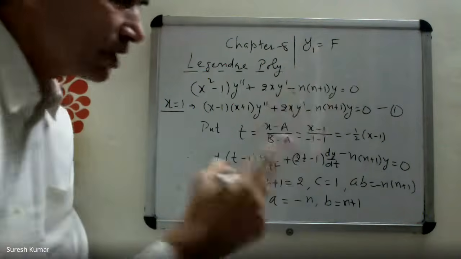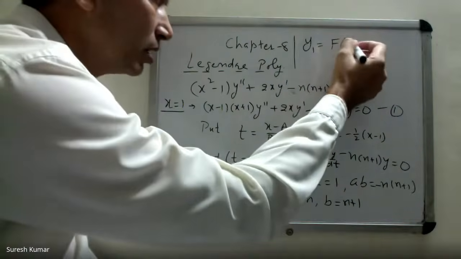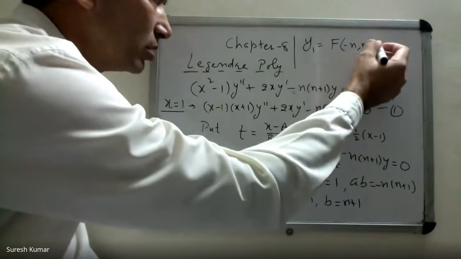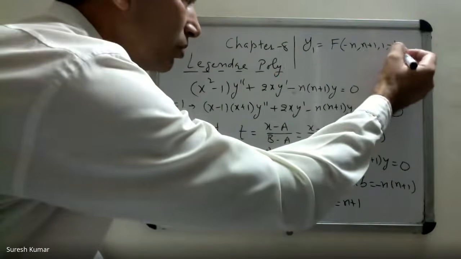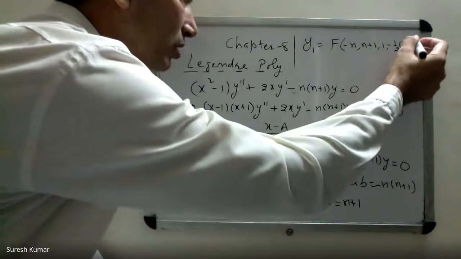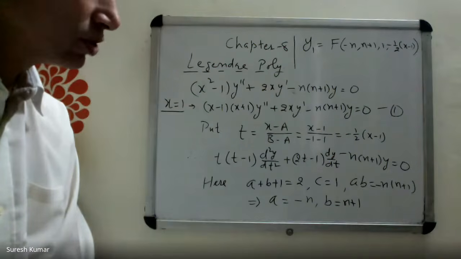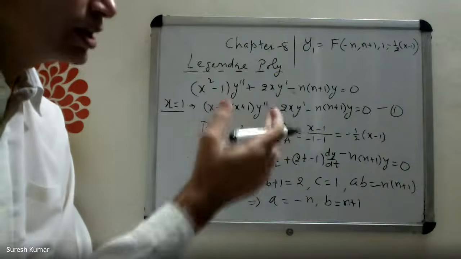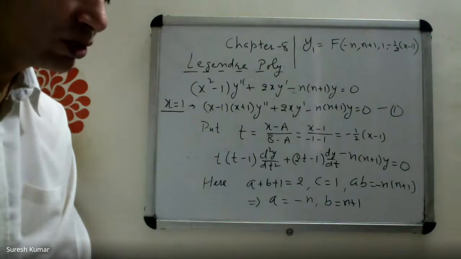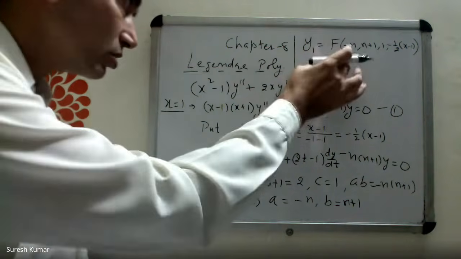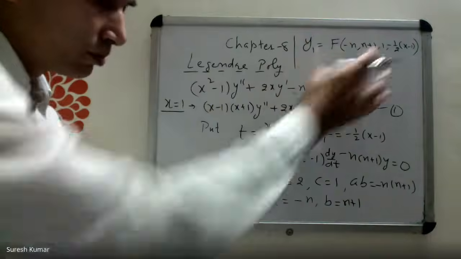Recall that F(a, b, c, t) is a solution. So what is a here? a is minus n, b is n plus 1, c is 1, and t is minus half (x minus 1). So you are able to write one solution of this hypergeometric differential equation. You can write other also, but we are interested in this because you will see that second solution is not bounded about the point of interest. So let's focus on this solution. From this, we will derive the Legendre polynomials. Can you write its full form in the series?